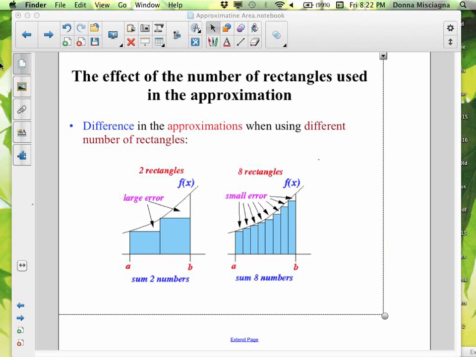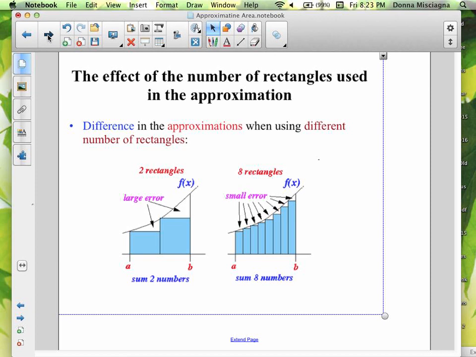So the difference in the approximations when using different numbers of rectangles. So if we use 2 rectangles compared to 8 rectangles, which is why I changed the homework assignment I gave you from 8 to 2, is because 2 is going to have a whole lot of error here. With only 2 rectangles, look at all that extra space. Where we have 8 rectangles, even though there's 8 little triangular pieces there, they're a lot smaller than the 2 triangular pieces here on the other one.